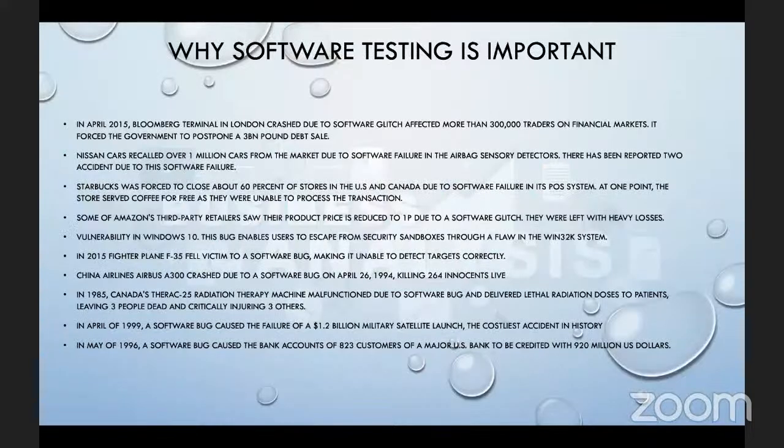So this is why software testing is important. This is just some of the things that have happened in the industry. People losing a lot of money because they underestimated testing, or testing was not properly followed or done, and so it has cost mega organizations or institutions a lot of money. Number one, you see over there in April 2015, a Bloomberg terminal in London crashed due to a software glitch that affected more than 300,000 traders in the financial market. It forced the government to postpone a £3 billion debt sale.